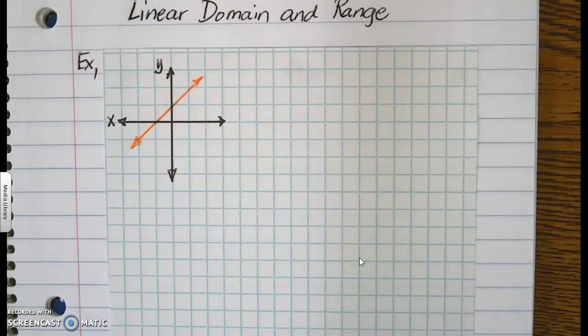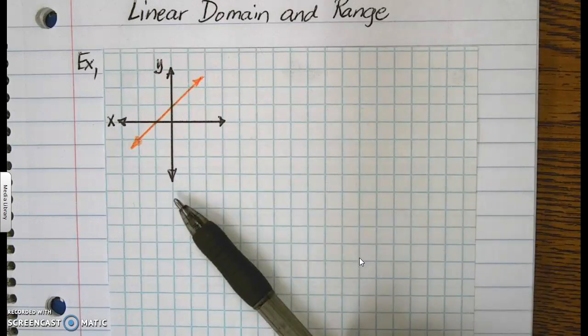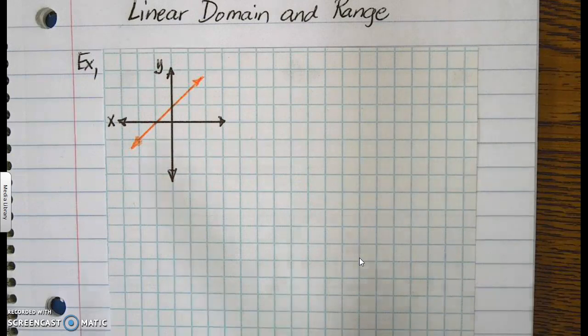Okay, good morning everyone. Our topic for today is linear domain and range. So for our first example, you have the graph here. We are now going to analyze and discuss what the domain is and the range is. So domain is defined as all the x values of a graph. The range, all the y values. So how will that look like in this example?